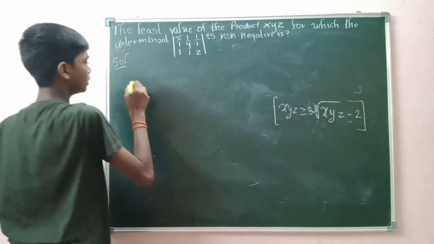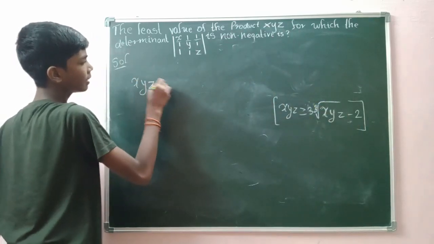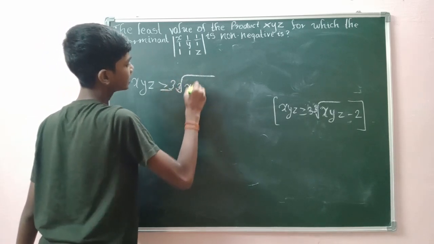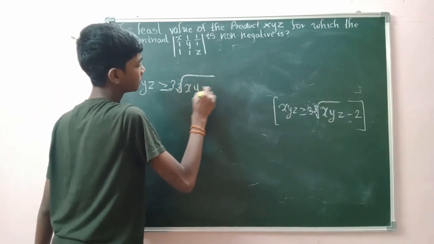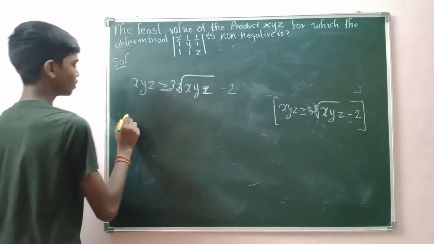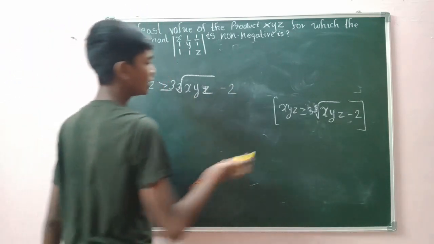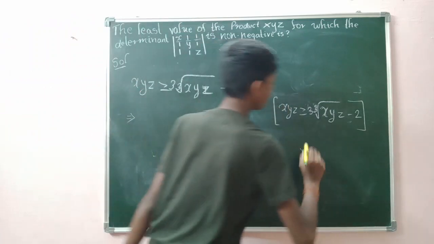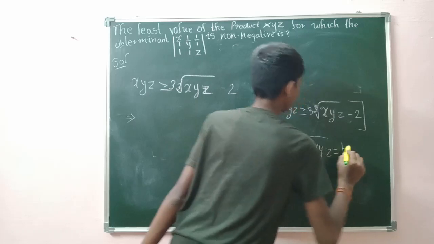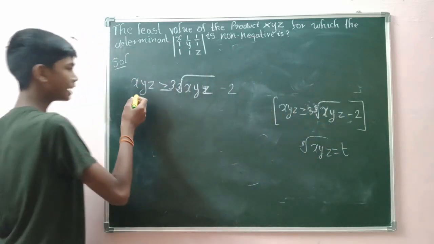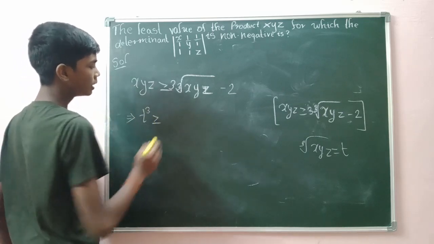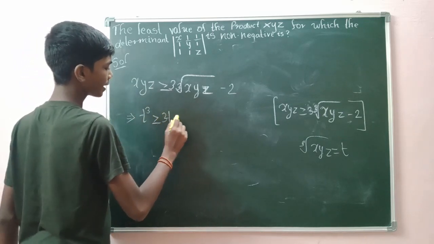So we'll write it here. XYZ will be greater than or equal to 3 times cube root of XYZ minus 2. From this, let me take the cube root of XYZ as t. When I take cube root of XYZ as t, then XYZ will be t cube. So t cube will be greater than or equal to 3 times t minus 2.